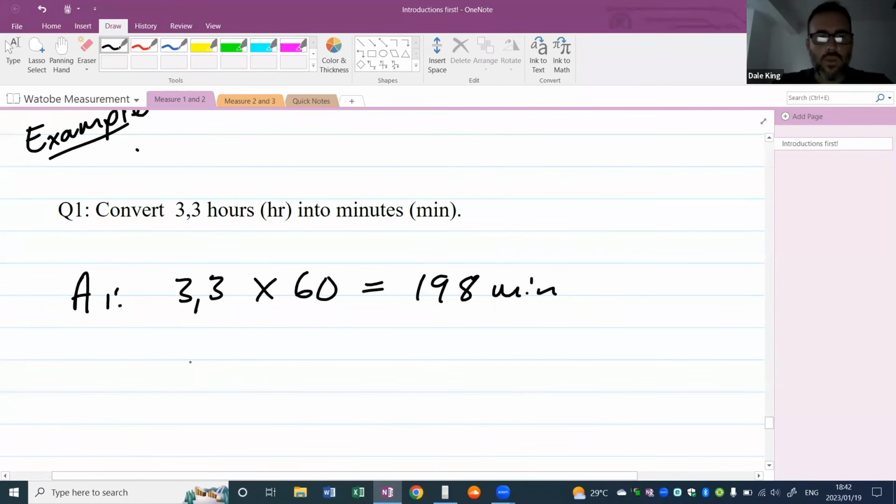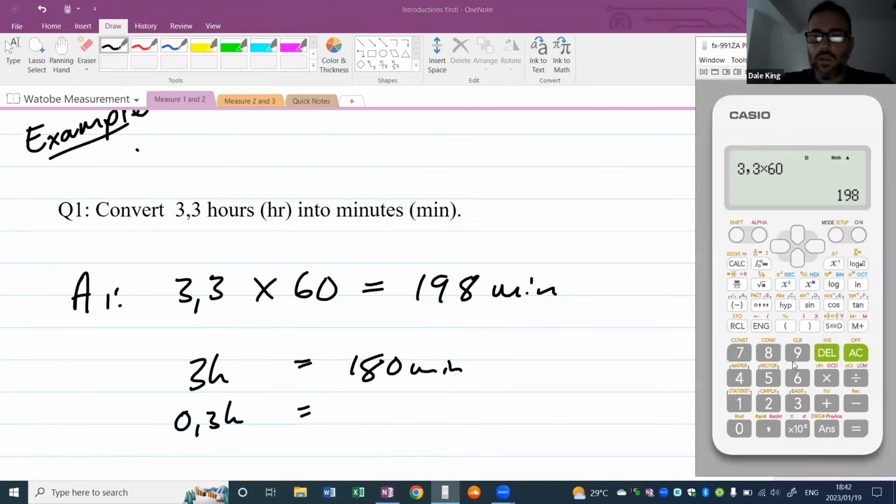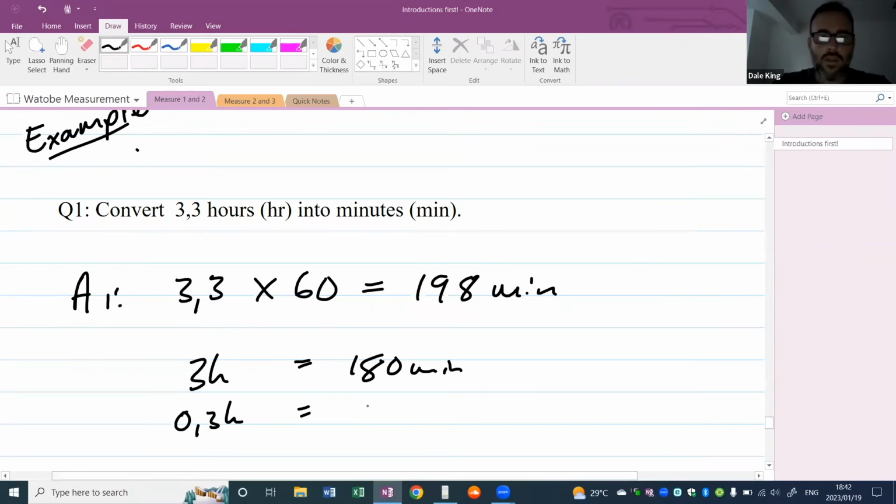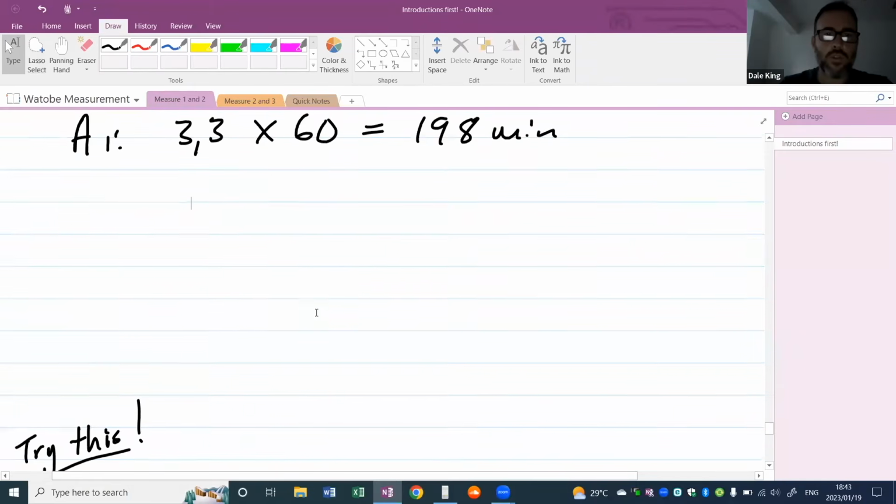So this is 3 hours, which is 180 minutes. And 0.3 of an hour, if you want to know what that is, is 0.3 times 60 minutes. You can do the whole sum at once, but that's what it looks like in pieces. Okay, well done. So we know how to work with decimal hours. We can just multiply. It's going to be important, I promise you.